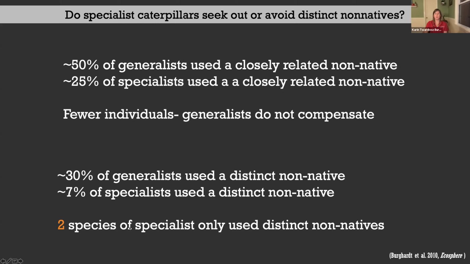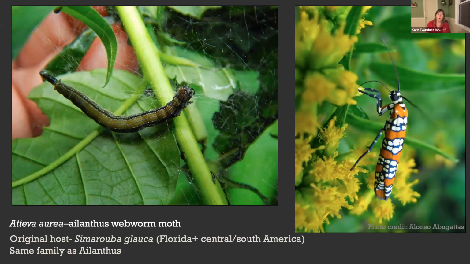Now, I will say that there were 2 species of specialists that we only found on distinct non-natives. And I think that they actually prove an important point. So this is one of those species. This is an Ailanthus webworm moth. And if you've ever come across Tree of Heaven, you've probably come across this moth. It's gorgeous as an adult. And I was so curious as to why we were finding this all over Ailanthus. We only get it on Ailanthus.